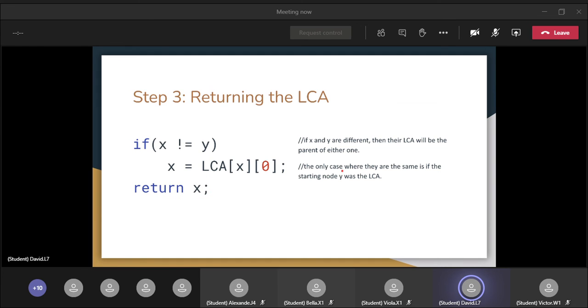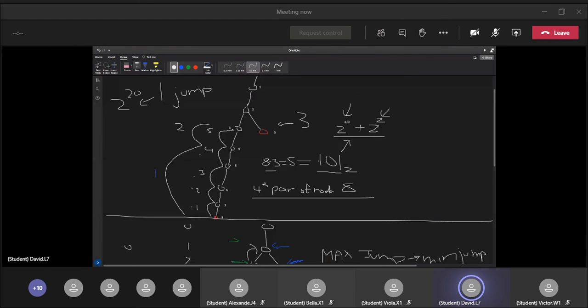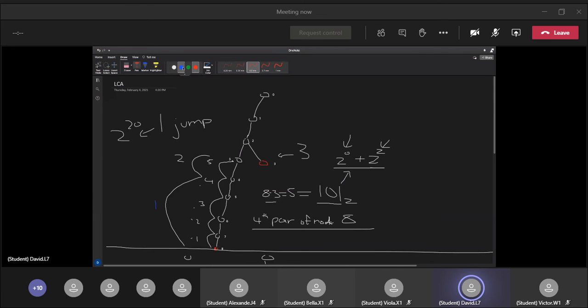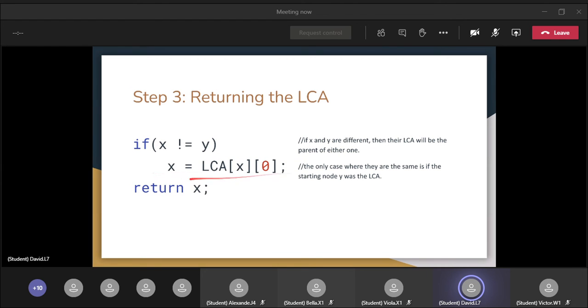So the only case where X and Y would be the same node is if the starting node Y was the LCA. Basically, if we go back here and we wanted to find the LCA of this node and this node, right? The first thing we would do is bring this node up to depth 1, and that would get us here. So our 2 pointers would already point to the same node. In that case, we're already at our LCA, so we don't need to do this. After you do that, you can just return it.